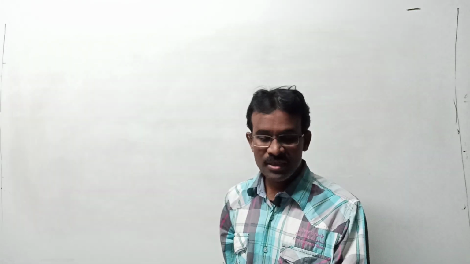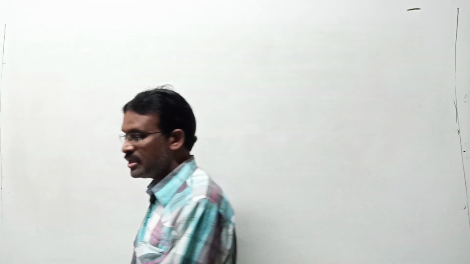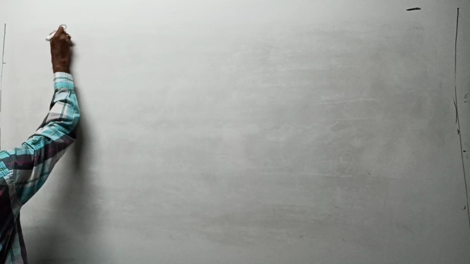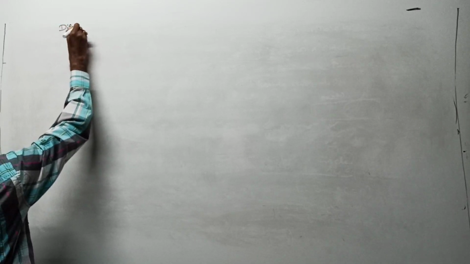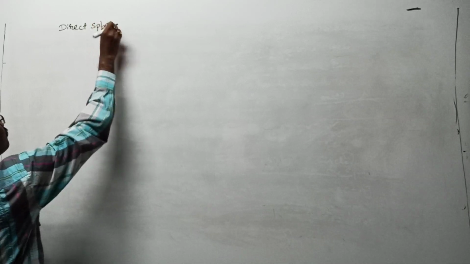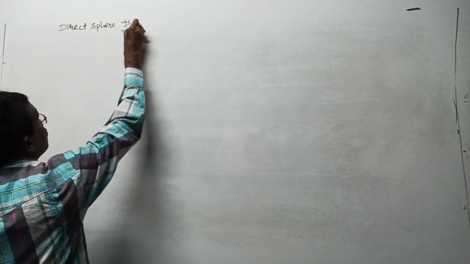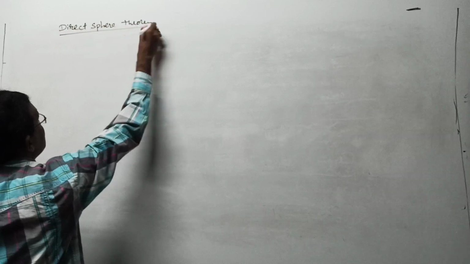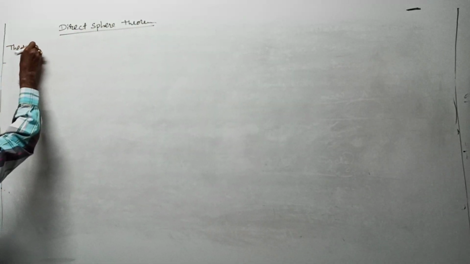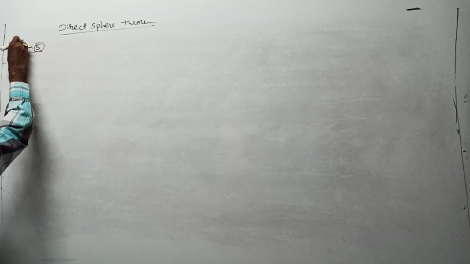Now let us see the last theorem in this unit. It is theorem number 5. Its name is the Director Sphere theorem. Here only 5 theorems are available. This is the last theorem, but it is an important theorem.